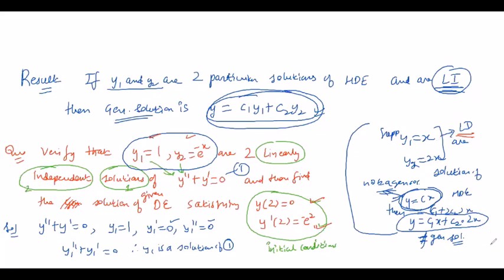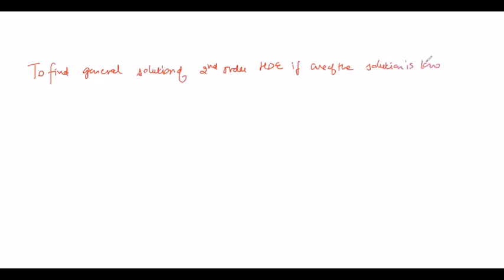So now we'll move towards the condition where we do not know the two solutions, we just know one of them. So this is the kind of question we are doing: to find the general solution of a second order homogeneous differential equation if one of the solutions is known. So you just know one solution, but you do not know the other. In that case, how to do? So there is a formula.